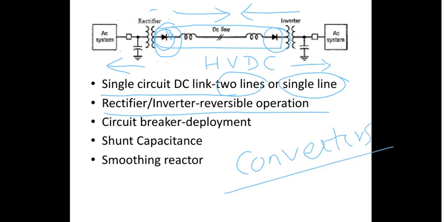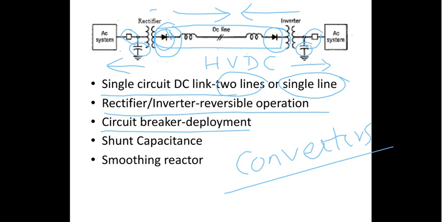Then the circuit breaker. Circuit breakers will be on the AC side here. You can see these conventional circuit breakers, and you have got the shunt capacitances as well. Basically you have to see that the shunt capacitances are at the AC side itself. The shunt capacitances are used to improve the power factor, as you know, and also to maintain the stability of the system.